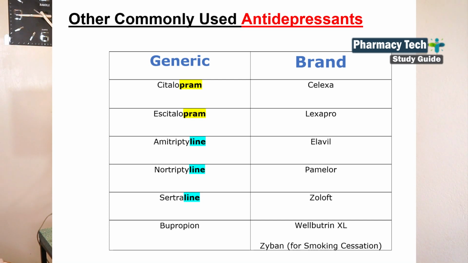Again, we have a common suffix, which is pram. Then we have amitriptyline, name brand Elavil. Nortriptyline, name brand is Pamelor. Sertraline, name brand Zoloft. Bupropion, name brand is Wellbutrin. Now these are all the antidepressants which are commonly used.